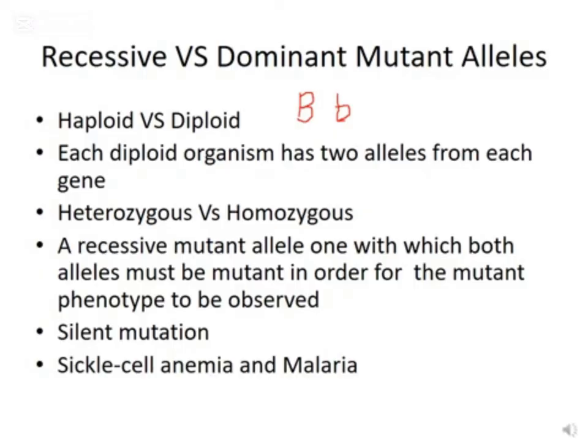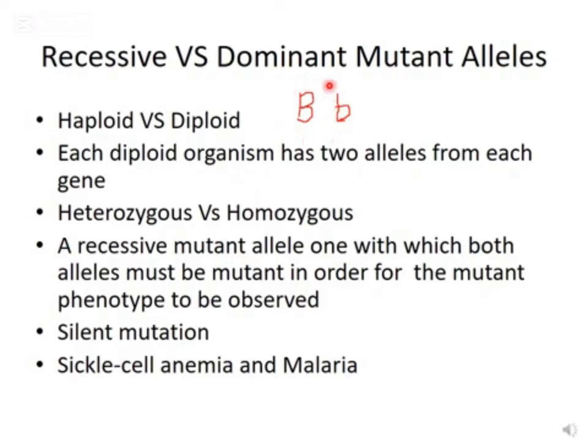They both code for the same gene, so they both code for hair color in this instance, but they don't have the same code, because this one codes for black hair while this one codes for blonde hair. Again, they code for hair color, but they are different sequences, and each comes from each parent. So each diploid organism, including humans, has two alleles, which are the homologous chromosomes. Each allele comes from each parent, and so you have two copies of the same gene in your cell.